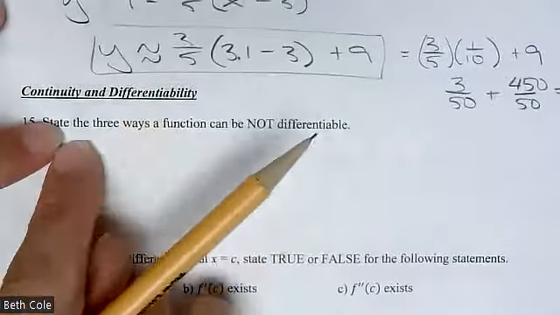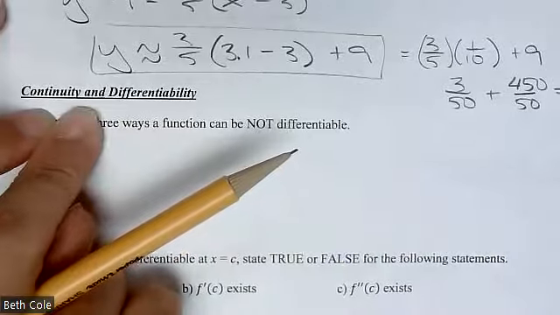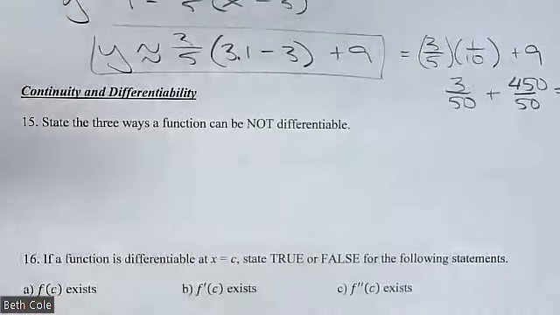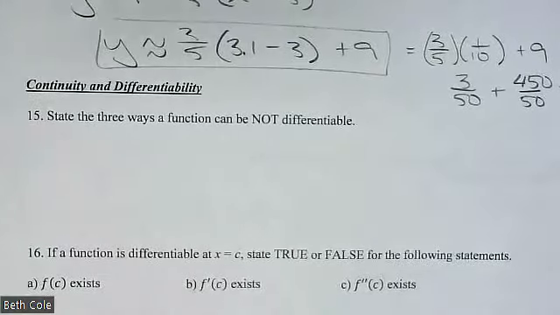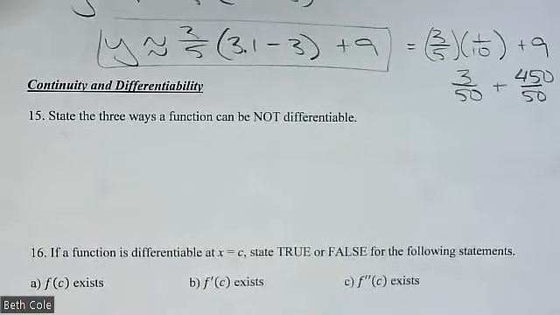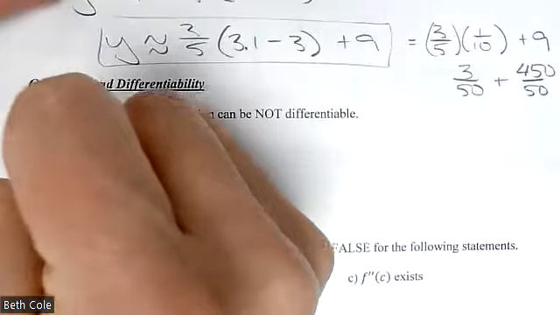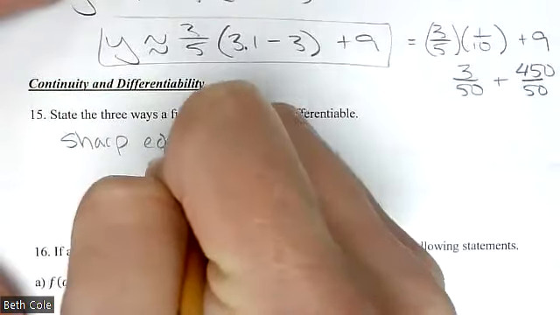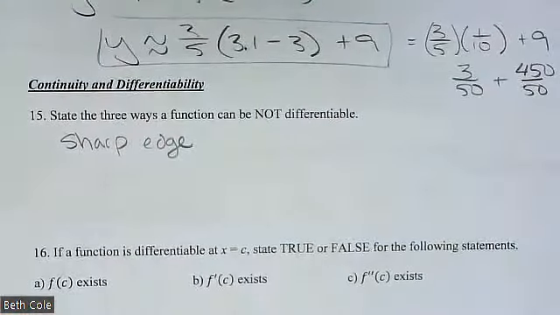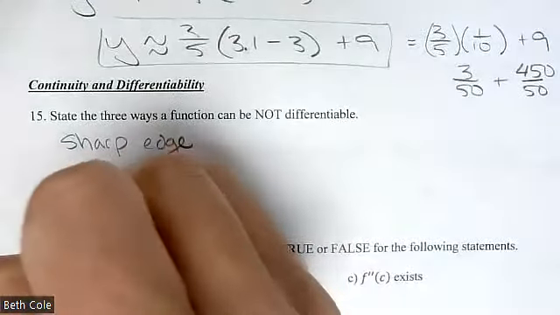Now, there's not a question that is a sibling pair to this one exactly, but there are graphs like where is the function continuous but not differentiable. So you have to know what this means. Three ways a function can be not differentiable. What have you got? A sharp edge, so a corner or a cusp. Not continuous.